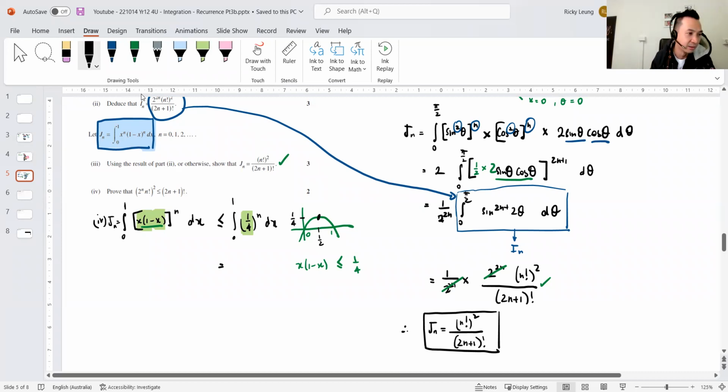Let me see. So 1 on 4 to the power of n, actually, it's not a constant, is it? So if it's a constant, let me do this. Let me see. It's actually harder than I thought it was. So to the power of 2n dx. Is that right? Yep. Okay, power of 2n now.